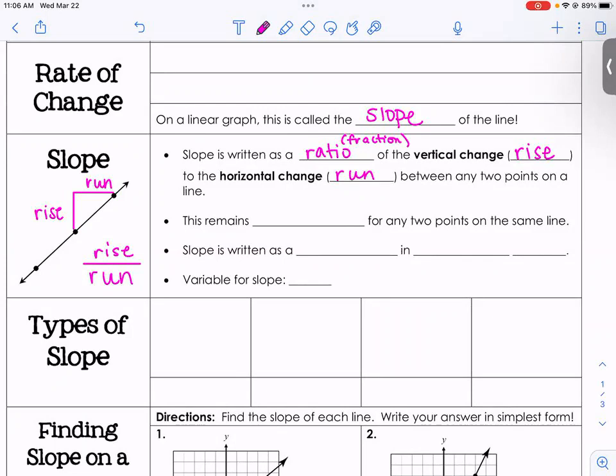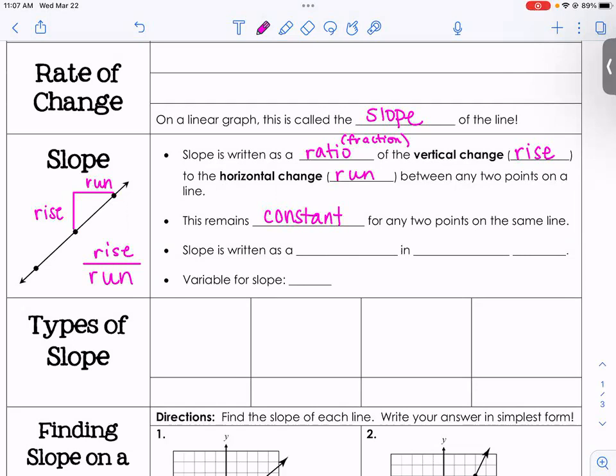The slope is going to remain constant for the same line. So if we have a line with slope 2/3, any 2 points we pick from that line has a slope of 2/3. The slope is the same for the entire line. For the entire line, there is a slope. Okay.